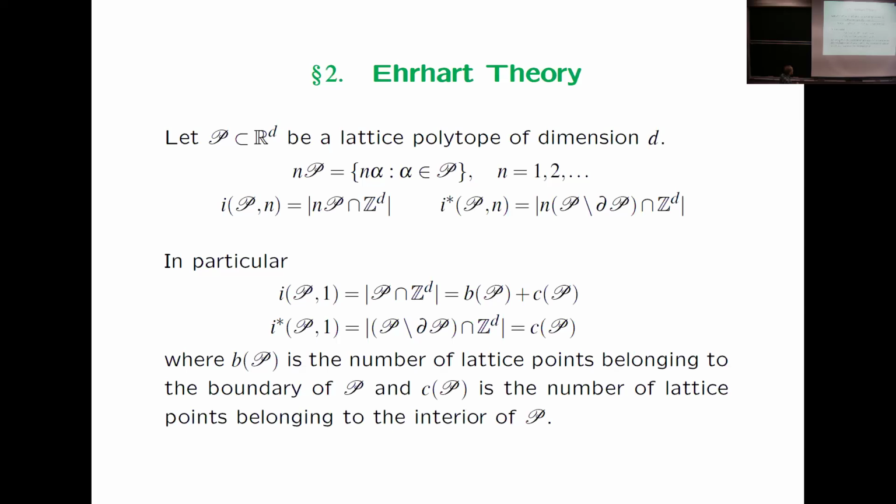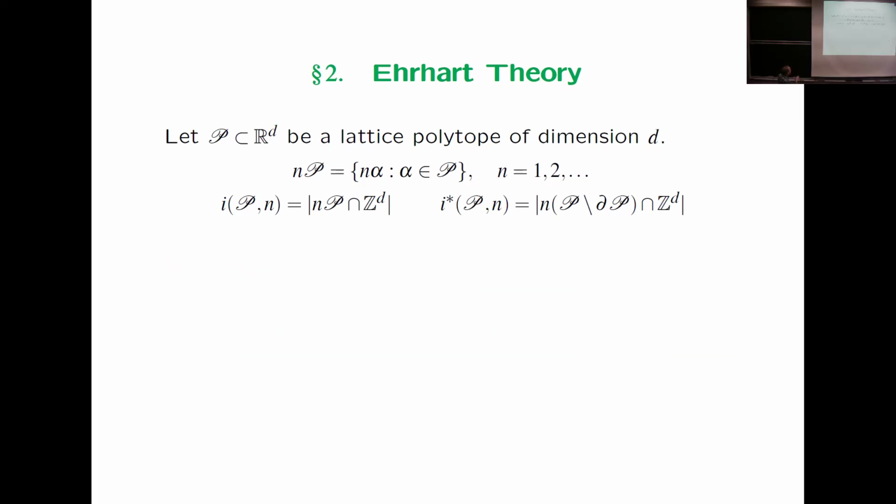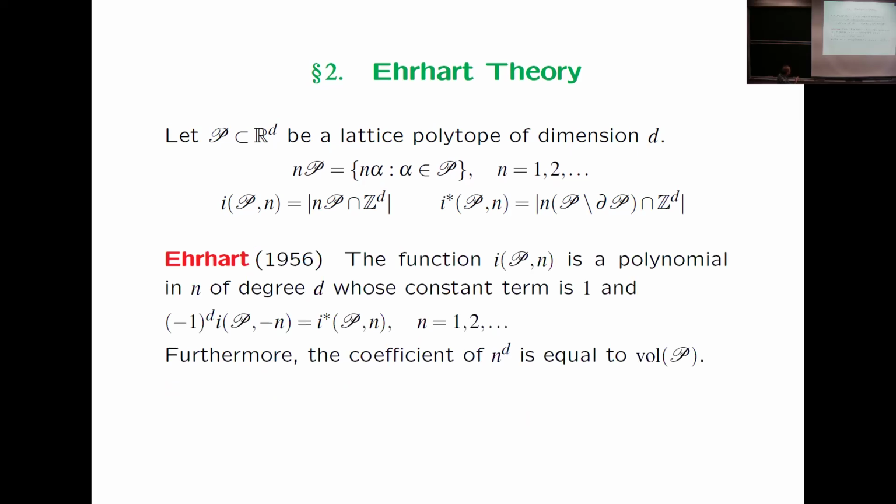Okay, so once more, C(P) is very important. B(P) is the number of boundary lattice points, and C(P) is the number of lattice points in the interior. Okay, then Ehrhart was a high school teacher in Strasbourg, France.